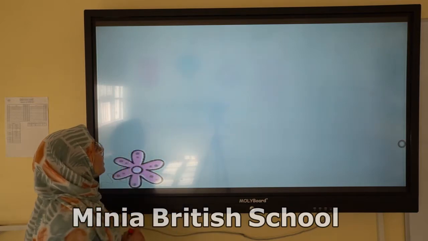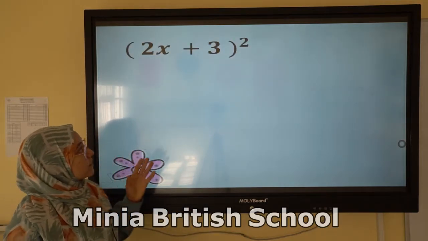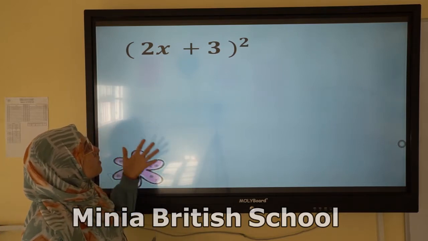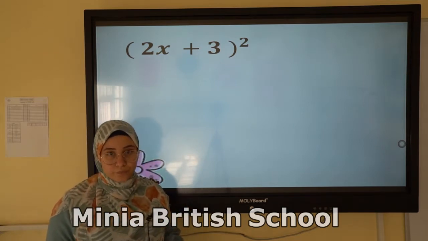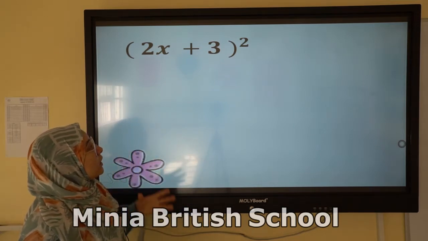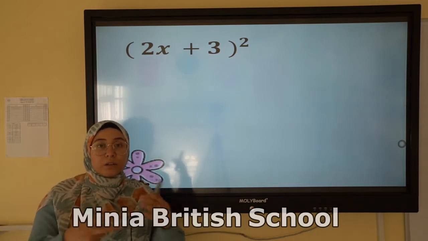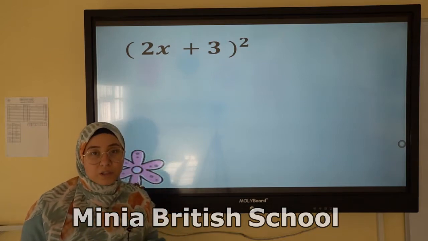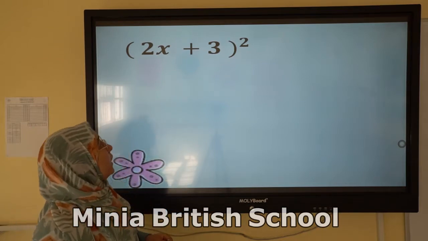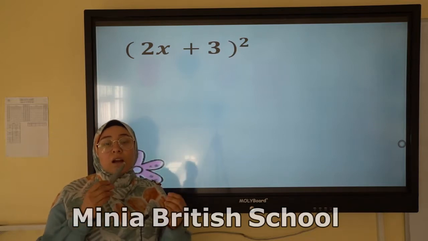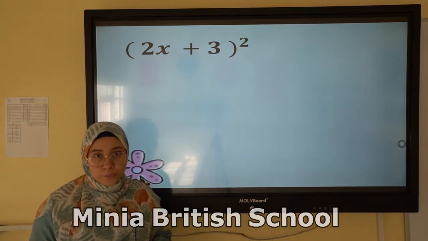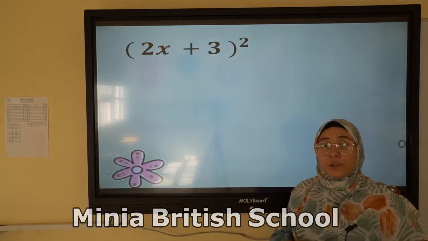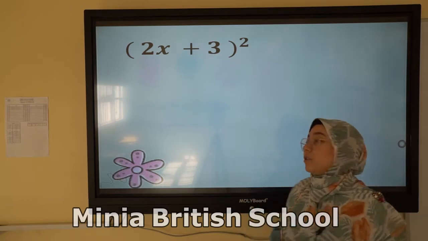Okay? In the first one, (2x + 3) raised to power 2. We know that this bracket raised to power 2 means the bracket is repeated twice: (2x + 3) times (2x + 3). Now we need to expand this binomial raised to power 2. If we expand it, we get an expression consisting of 3 terms.